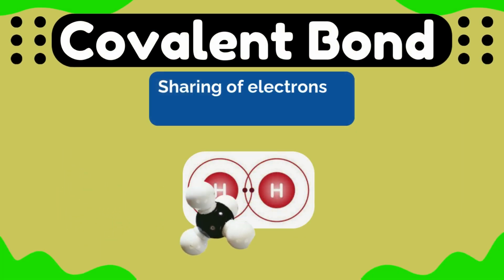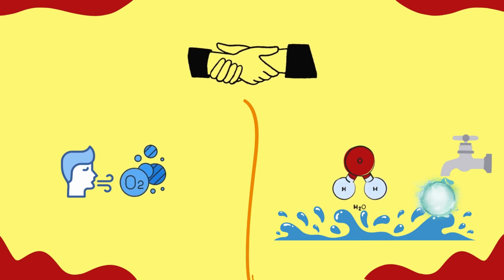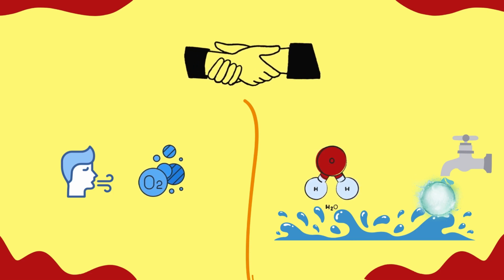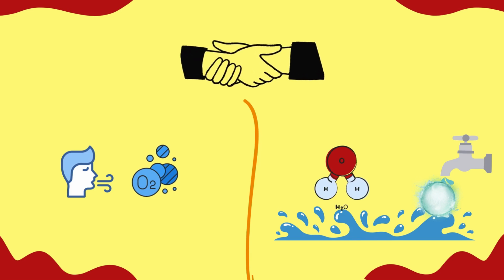Meet the covalent bond, a strong connection where atoms share electrons to stay stable, like best friends holding hands. They stick together to form molecules from water to oxygen. Covalent bonds are everywhere in life.